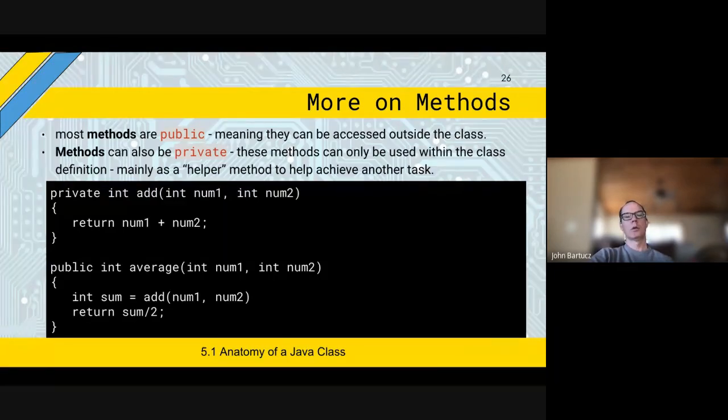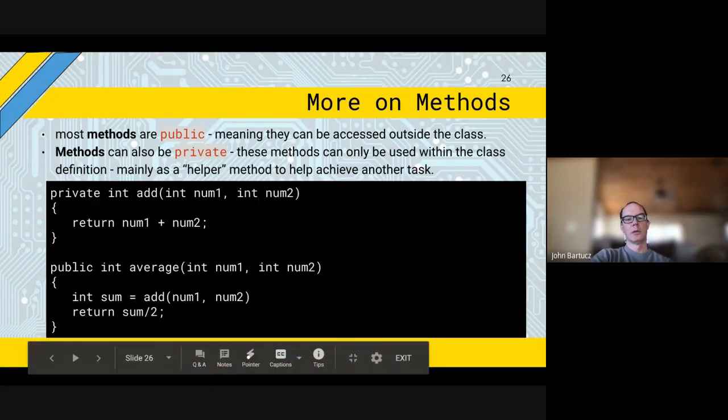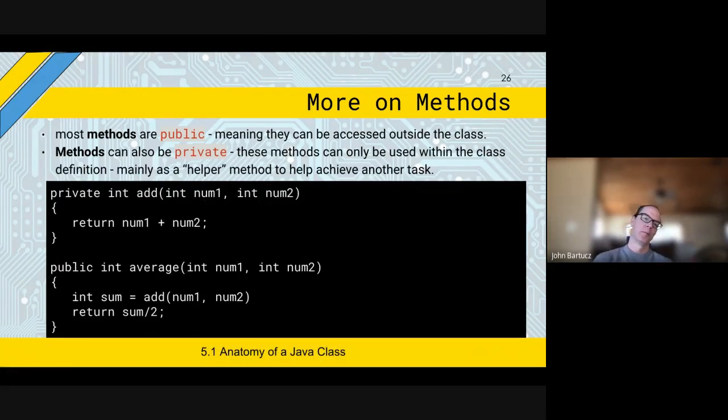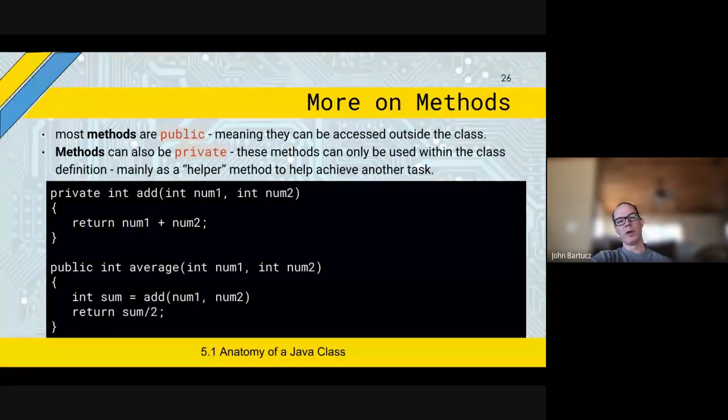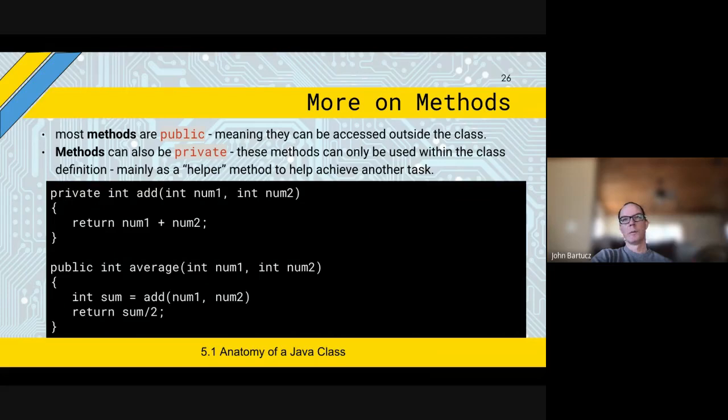So the example here is, say you want to have an average method, but you don't want other people to use your add method, right? That's inside of it. So you want to get the average of two numbers, and you want to let other people get the average grade, for example. So you would want someone to be able to say student Bob equals new student, and then print Bob dot average.